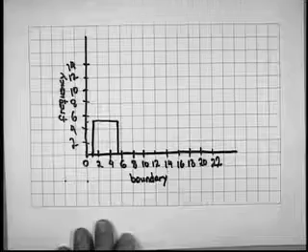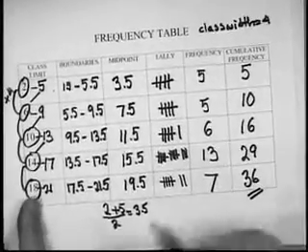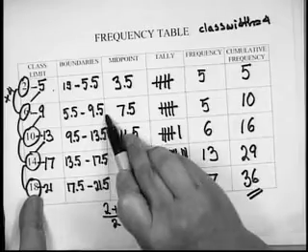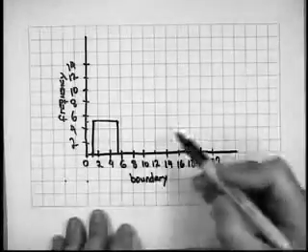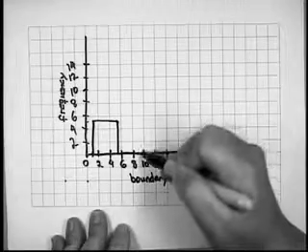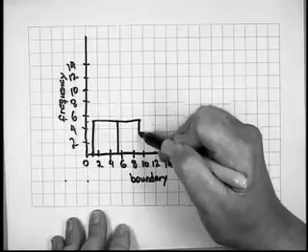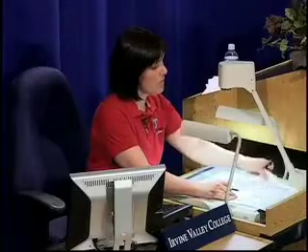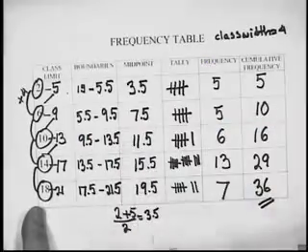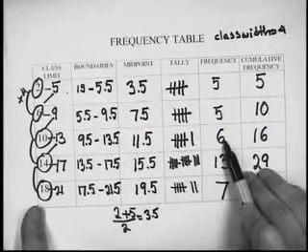Here's your first chart. The next one is going to go 5.5 to 9.5, and it's going to have a frequency of 5 again. 5.5, this is 9, 9.5, and it will still have a frequency of 5. The next one is going to be 9.5 to 13.5. That's going to have a frequency of 6.